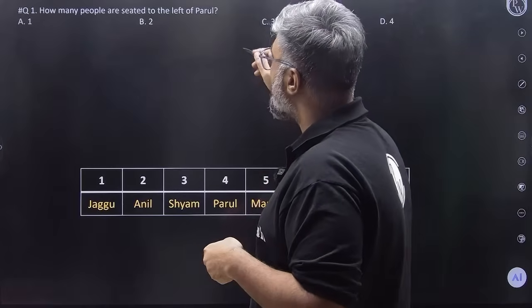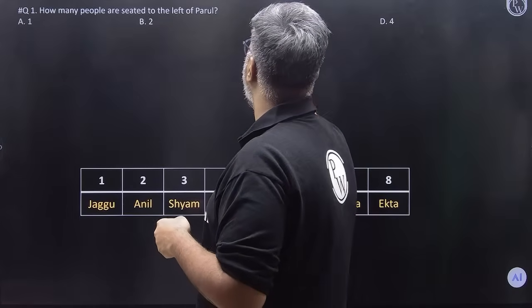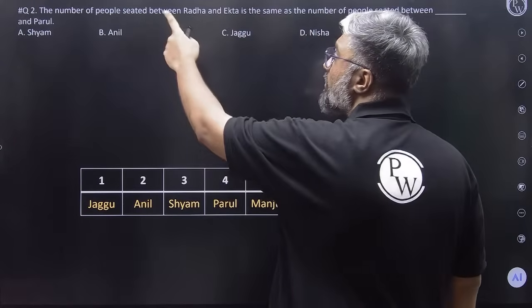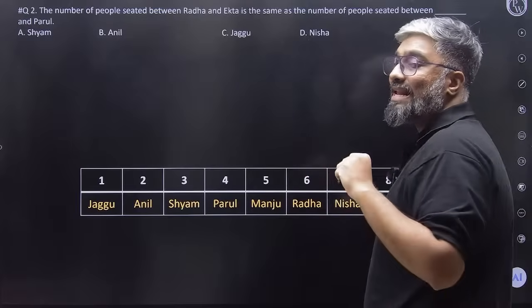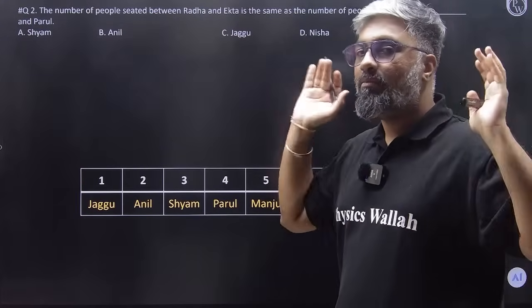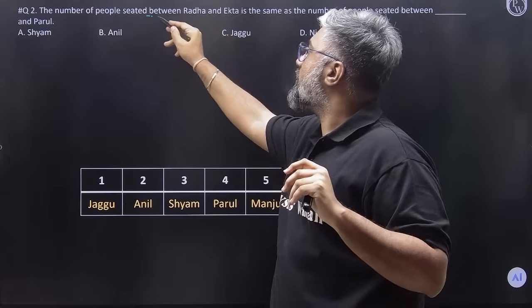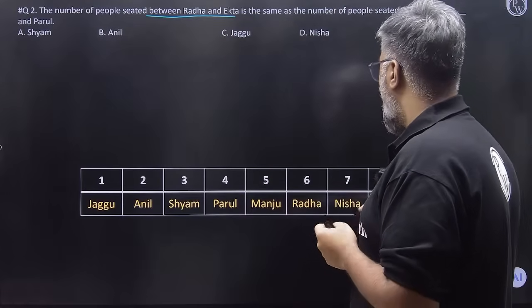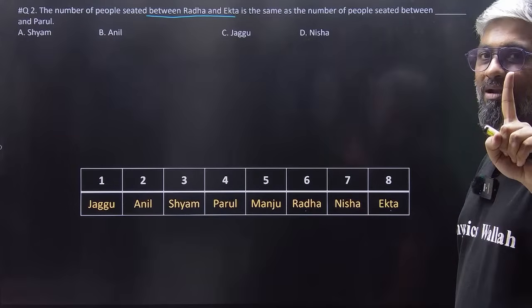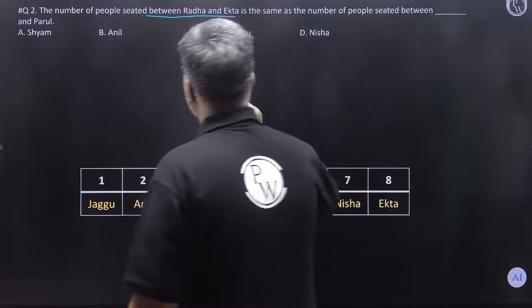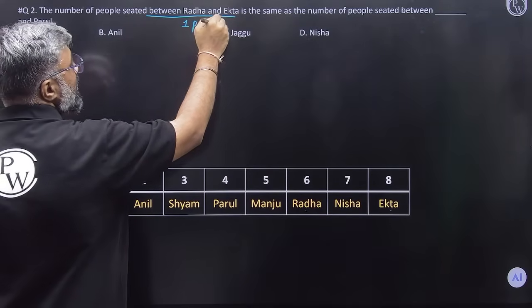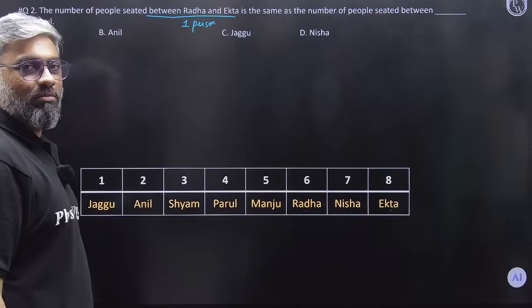Let's do that. So we've answered the first question. How many people are to the left of Parul? 3 people. Let's go for this one now. The number of people seated between Radha and Ekta. How many people? Break it. If a question is lengthy, confusing, break it. How many people are sitting between Radha and Ekta? Radha is here. Ekta is here. How many people are between Radha and Ekta? One person. Correct? Between Radha and Ekta is only one person. Which is who? Nisha. We don't care who, but one person.